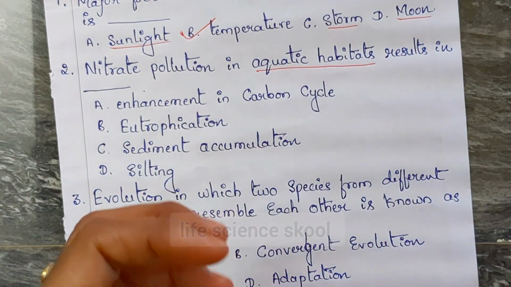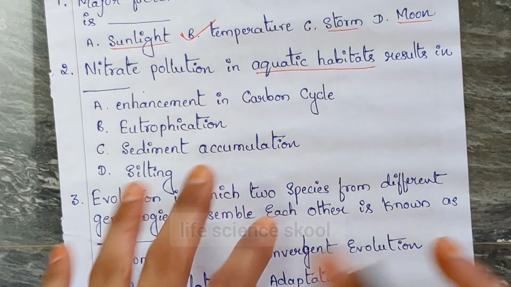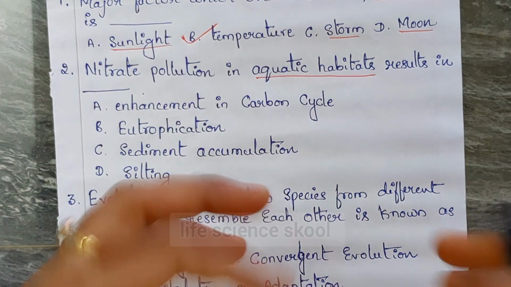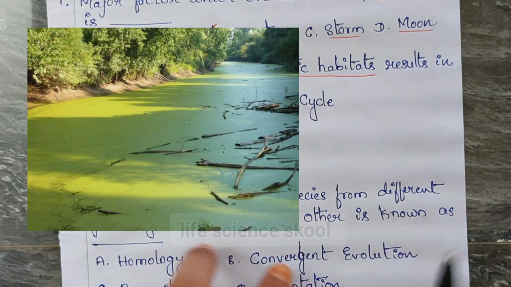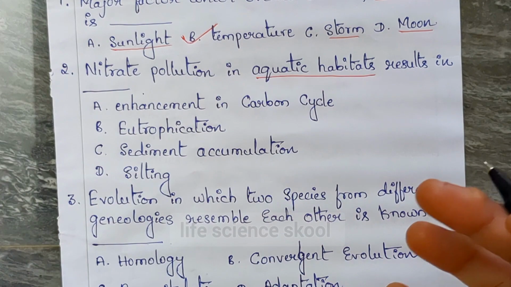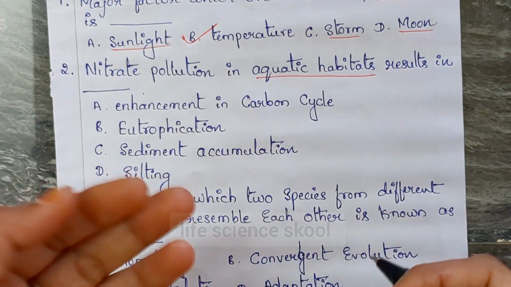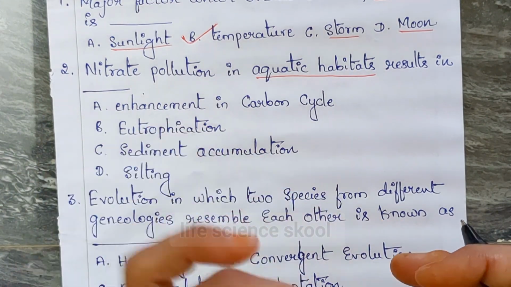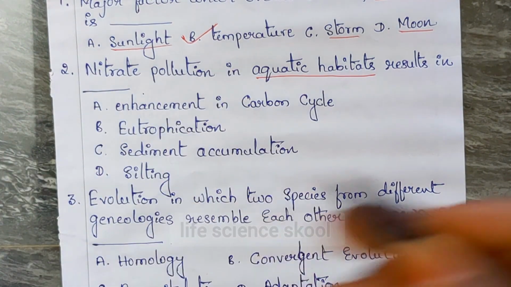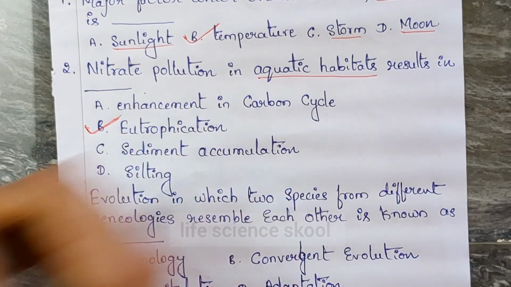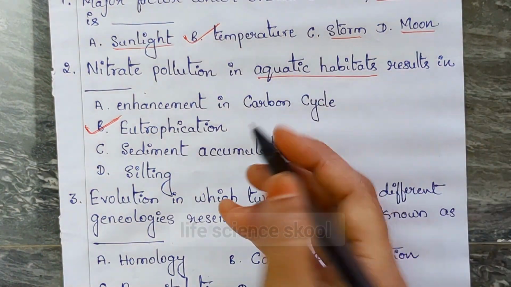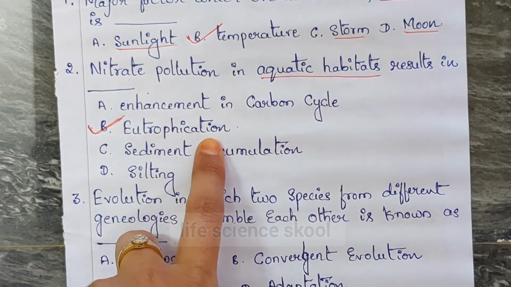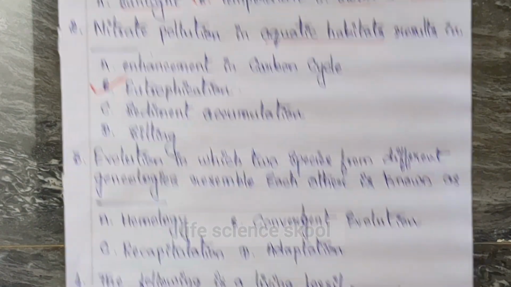When you look at a river or a lake or pond in your surrounding areas, if there are more algae or phytoplankton in that river or lake, then you can say that is due to the increase in nutrients, like nitrogen and phosphorus, but there is a reduction in oxygen. Oxygen level will be less. That is actually called eutrophication. There is an increase in nutrients, or there is algal formation, that is called eutrophication. So nitrate pollution in aquatic habitats results in eutrophication. B is the correct answer.